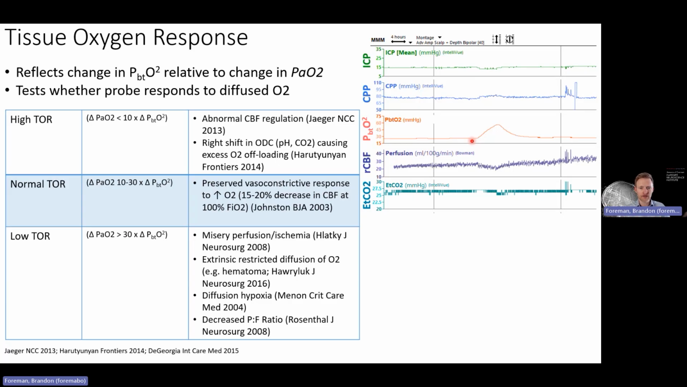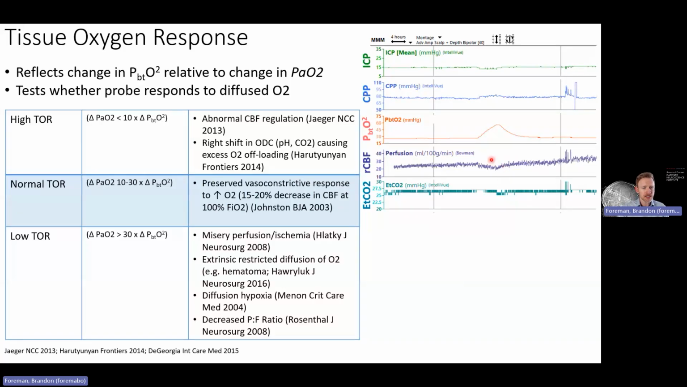You're pumping that stuff in very quickly from the arterial system into the interstitial space. On the other hand, you might have a fairly normal tissue oxygen response, an increase of, say, 10 to 30 millimeters of mercury. And when the vessels have tone and it's a normal response to having increased PaO2, you might see the blood flow here in purple decrease, a normal vasoconstrictive response, not as strong as with CO2, but present with 100% FiO2, for instance.